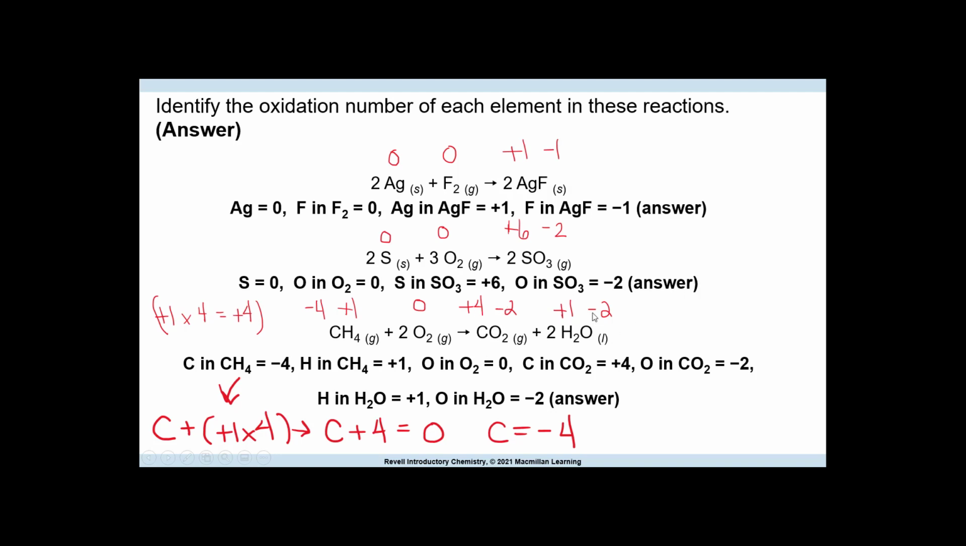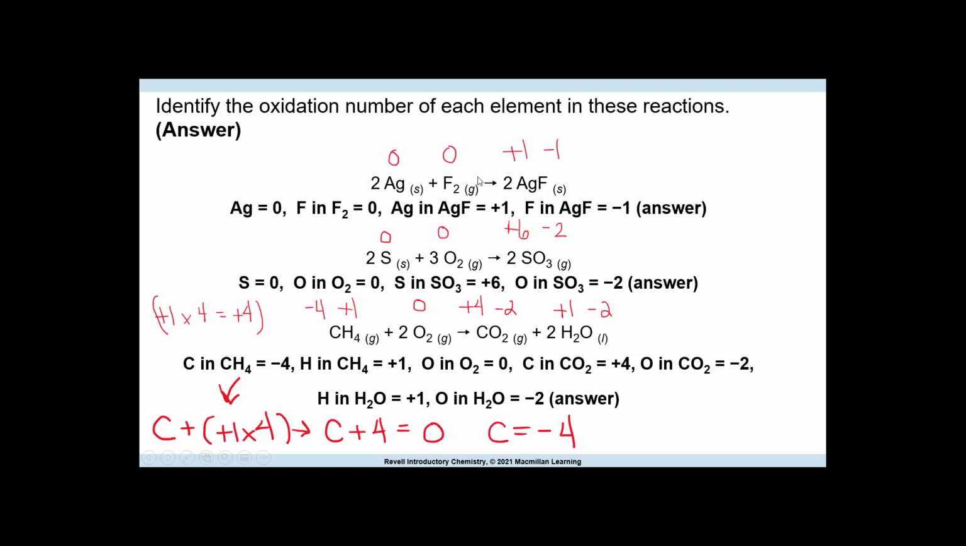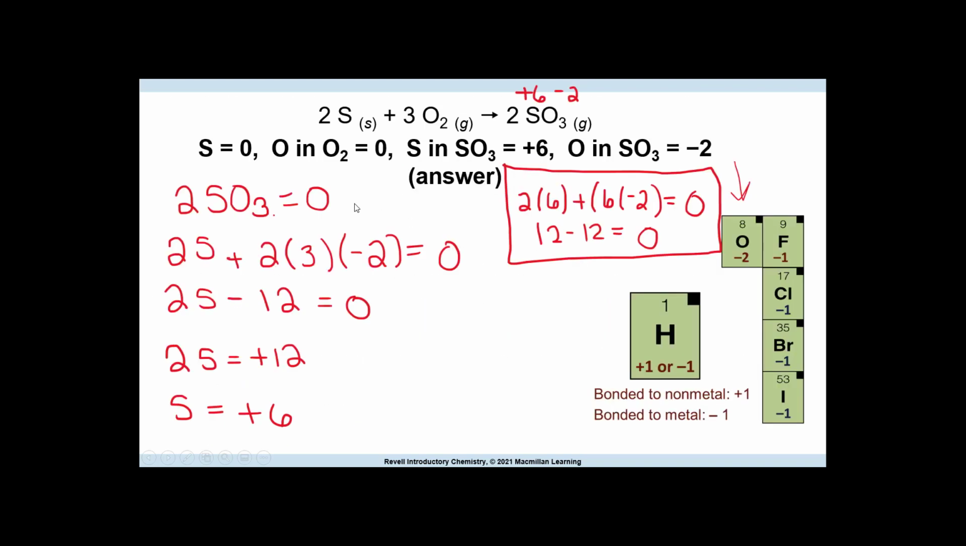This is a +1, and this is a -2. Hopefully, if you go through, you can see where I got these numbers from. Go back to the rules. If the rules don't give you one, such as sulfur, you're going to have to solve for it. Okay, so this is sulfur. I want to show you how I got sulfur's +6. So this is the problem in the middle.